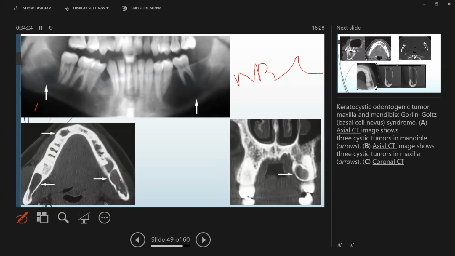You can see here in the axial CTs, there are multiple cystic lesions, both in the anterior and the left and the right mandible, as well as in the coronal CBCT in the maxilla, you can see various cystic lesions. So you have to check for any other extraoral manifestations like multiple basal cell carcinomas and things like that. And you have to rule out if there is a syndrome which is involved with that.